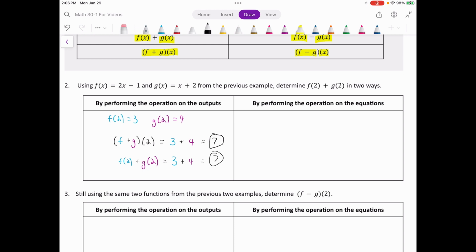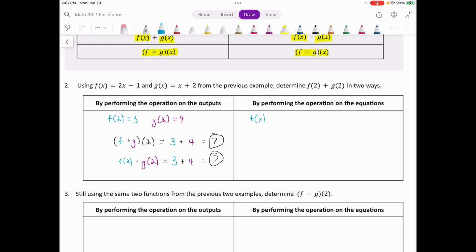But we also can do this in a more general way by performing the operation on the equations themselves. Now, you might say, okay, why would I do what we're about to do here? It seems just like a little more work, and you're right. It honestly kind of is when we want to just find a result like this. It is honestly a little bit more work, but sometimes we don't want to do it at a specific input. We just want to find a new equation for our combined function, right? So I'll show you what I mean here.